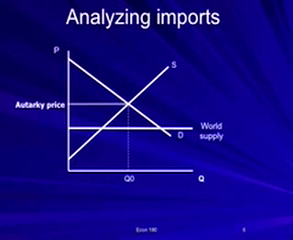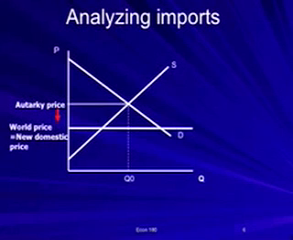We can use these concepts to analyze the impact of imports. Suppose the product is now available on the domestic market at the world price. The new competition from the world market drives the domestic price downward. Domestic firms respond by reducing production, in this case to Q1, and domestic consumers increase their consumption because of the lower price to Q2.